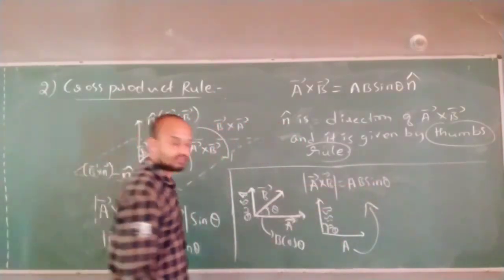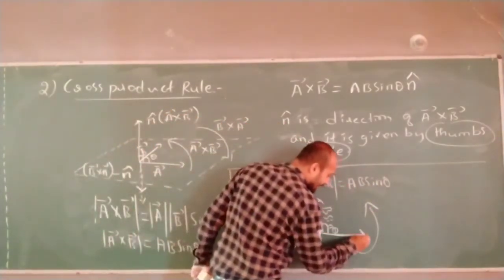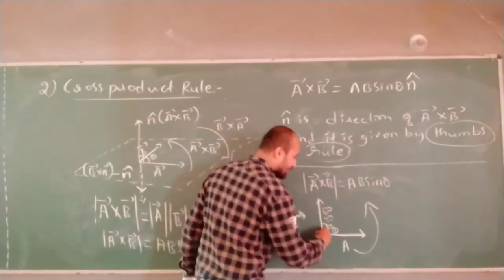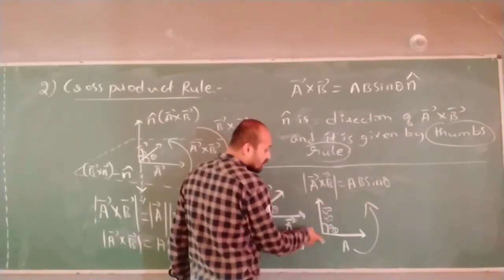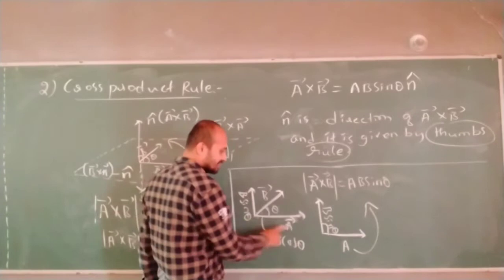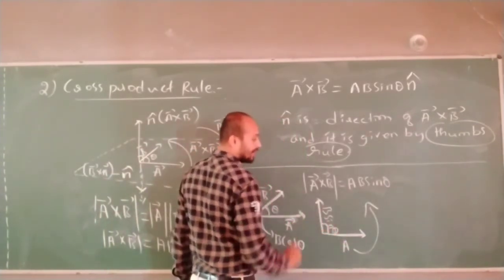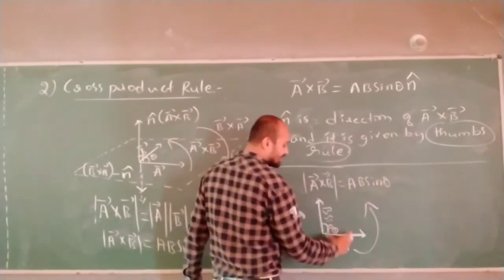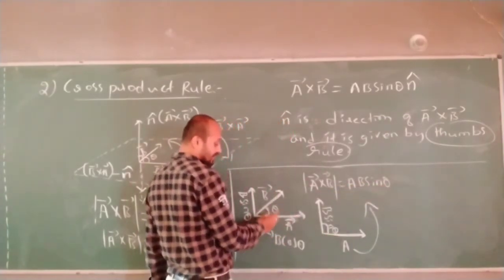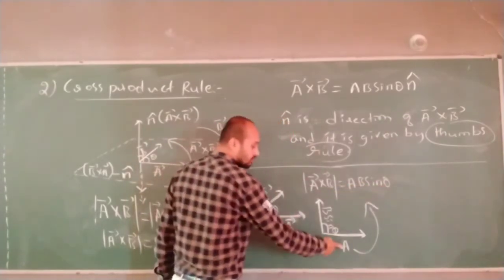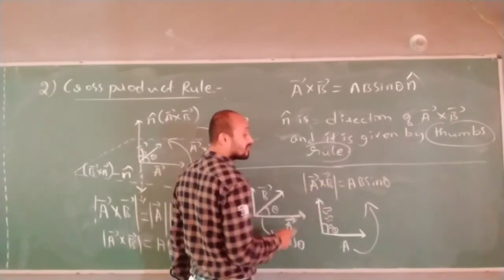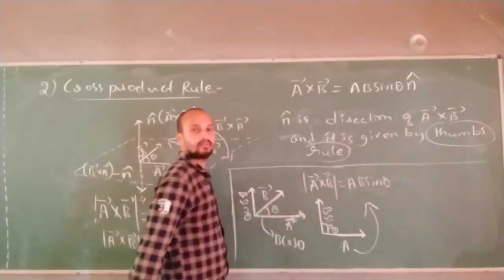I have taken two vectors. One vector is A like this, another vector is B like this. Both are perpendicular, B sin theta. When I multiply these two perpendicular vectors, one is B sin theta, one is A, and the angle between them is theta, both magnitudes, this is the magnitude of A cross B.